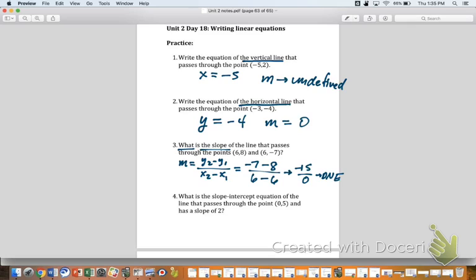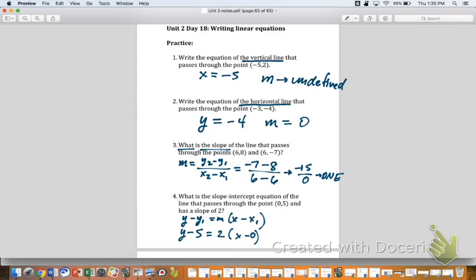Okay, and the last one on this page, number 4. What is the slope-intercept form of the equation of the line that passes through the point 0, 5 and has a slope of 2? A couple ways you could do this. Here's one way. You could start off with point slope, which is this right here. It's y minus the y-coordinate, and the y-coordinate is 5, equals slope, which is 2, times x minus the x-coordinate, and that's 0. That, of course, is point slope form.